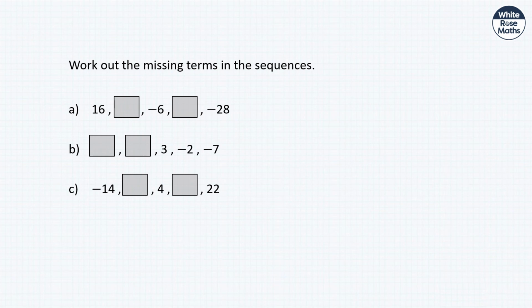So this next one, okay, work out the missing terms. The sequence is a bit more tricky this time. Okay, so every 2 jumps we're subtracting 22. The reason for that is if you look here, 16 subtract negative 6 is going to be 16 plus 6, which is equal to 22. But obviously the number is getting smaller, so I'm actually subtracting 22. So I'm going to subtract 11, so that'll be 5 there, and that'll be minus 17 there.